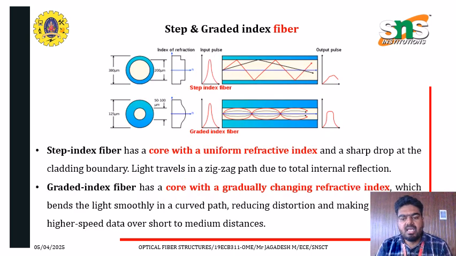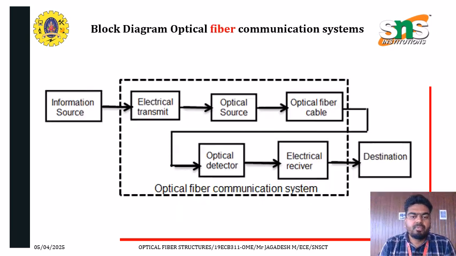Another category is step index and graded index fiber. Step index fiber has a core with a uniform refractive index, whereas graded index fiber has a core with a gradually changing refractive index. So that is the difference. You can see it depicted clearly in this image.